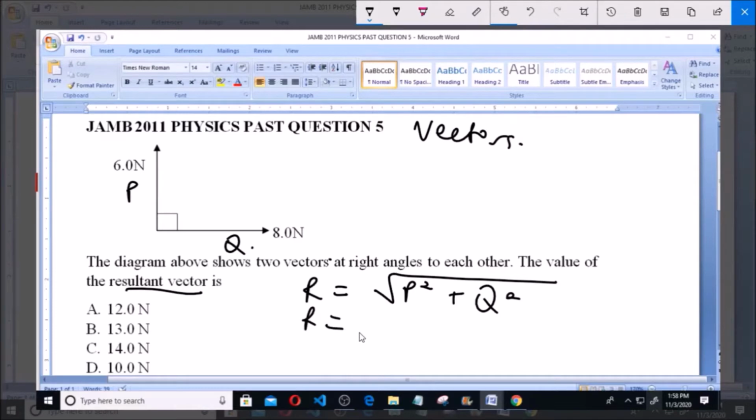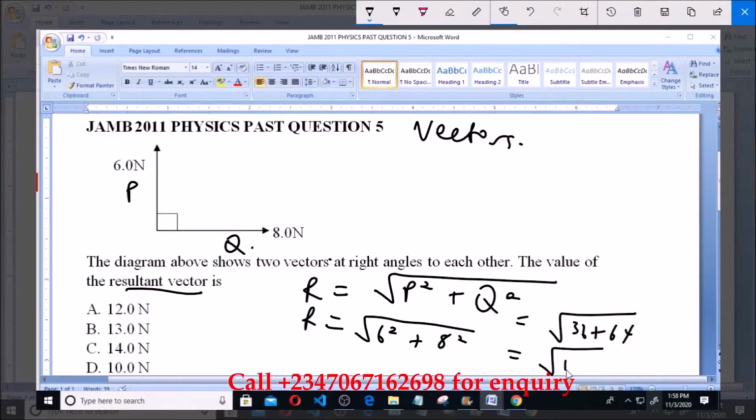So r is equal to square root of 6 square plus 8 square, which is equal to the square root of 36 plus 64, and that is equal to the square root of 100, which is equal to 10 Newton. So 10 Newton, 10.0 Newton is option D. So D is the answer to this question.